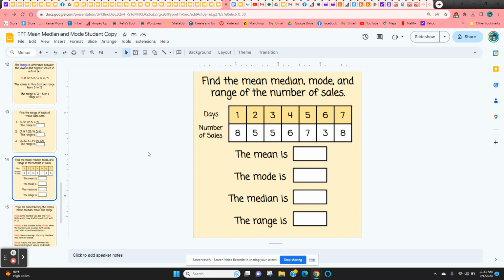Now when they get to slide 14, they've got a set of data here. They're looking at the number of sales per day. This bottom row of numbers is what they're concerned with, and they're going to be typing in the mean, mode, median, and range of that data set.